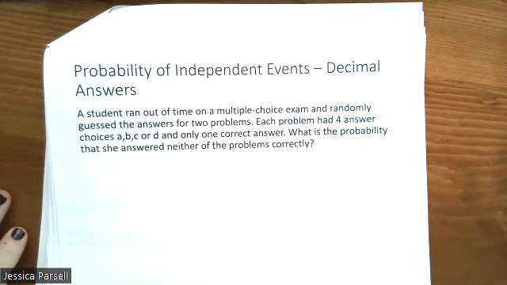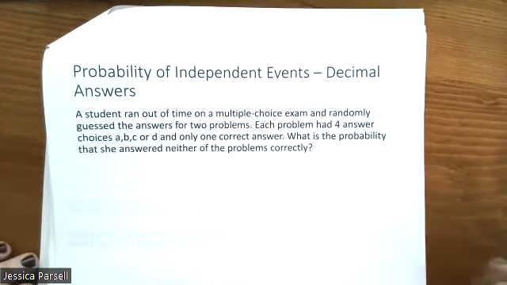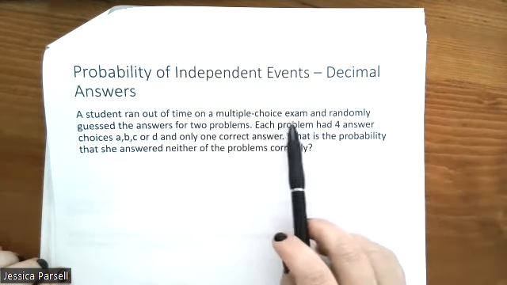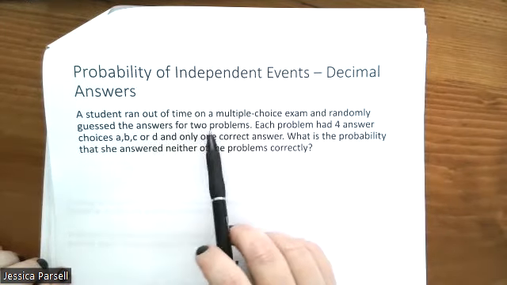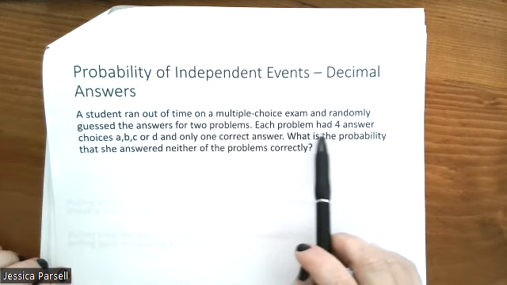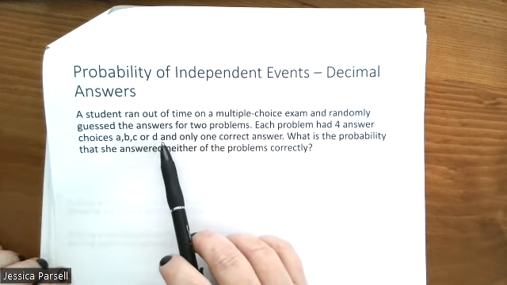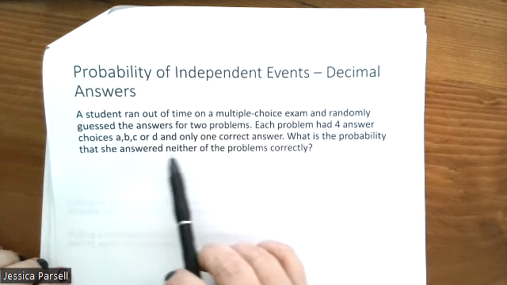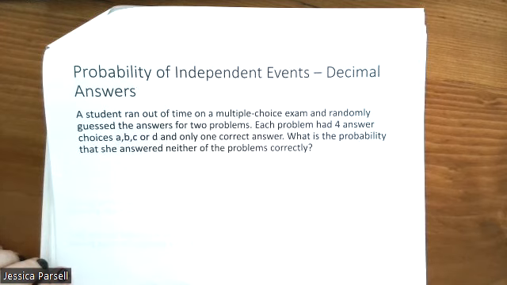Okay, here's another one for you to try. Hopefully you got the last one right and you're feeling confident. A student ran out of time on a multiple choice exam and randomly guessed the answers for 2 problems. Each problem had 4 answer choices, A, B, C, D, and only 1 correct answer. What's the probability that she answered neither of the problems correctly?